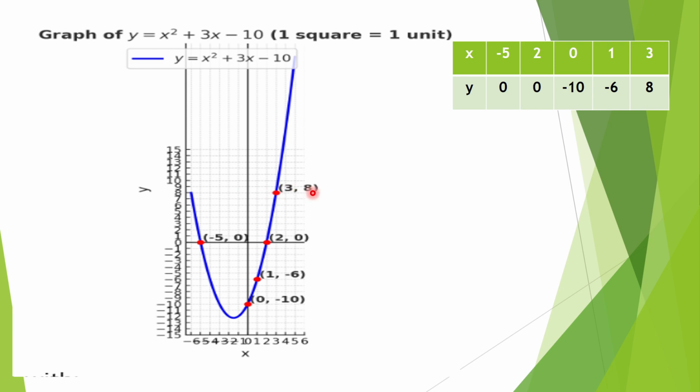So you can solve a quadratic equation by graphing like this. You put a value of x from your own choice, you get a value of y, and then you plot these points on a graph, and you will get a curve like this. So this was the fourth method of solving a quadratic equation, the graphing method.